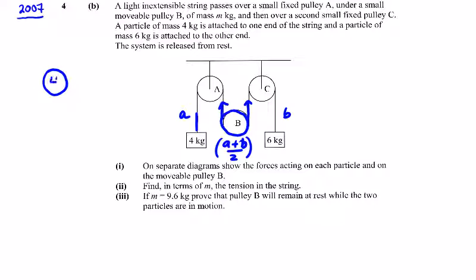We have our 4 kilo. We have 4G coming down. We have T going up. We have our 6 kilo.